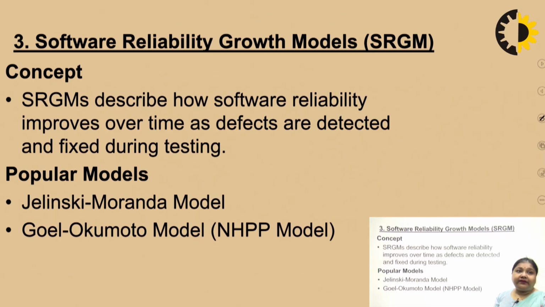Now we have some software reliability growth models, and SRGMs describe how software reliability improves over time as defects are detected and fixed during testing. So in these models, software reliability improves over time because defects are detected and fixed at the time of testing. There are some popular models under this category: the Jelinski-Moranda model, the Goel-Okumoto model, and the HPP model.